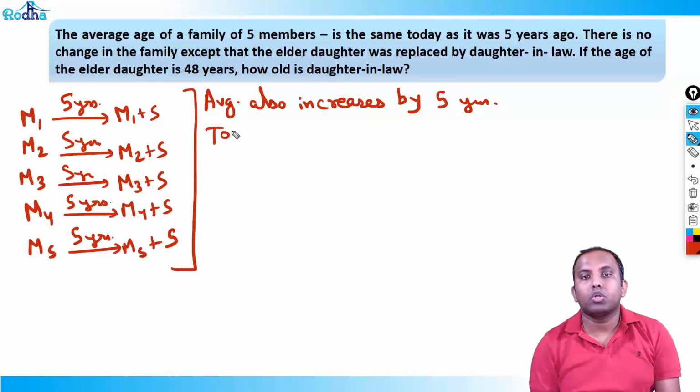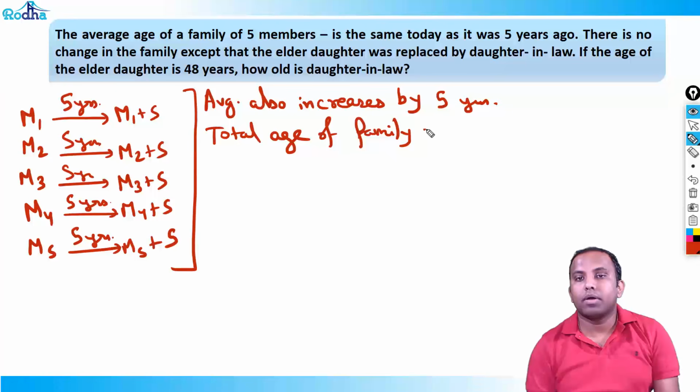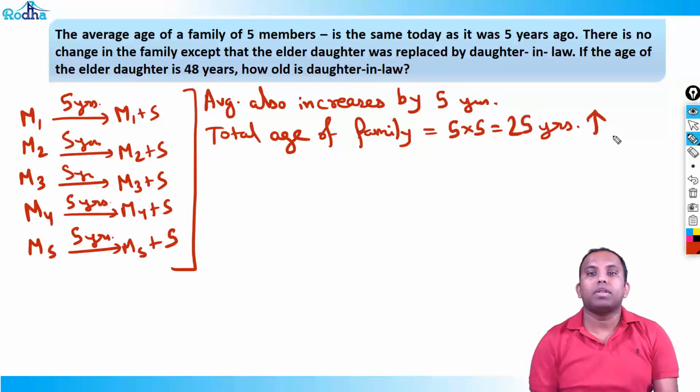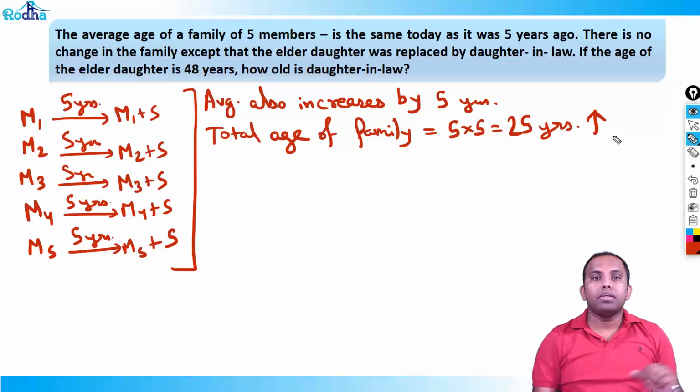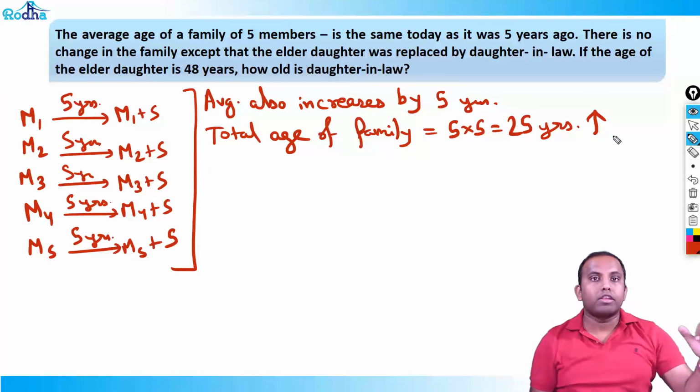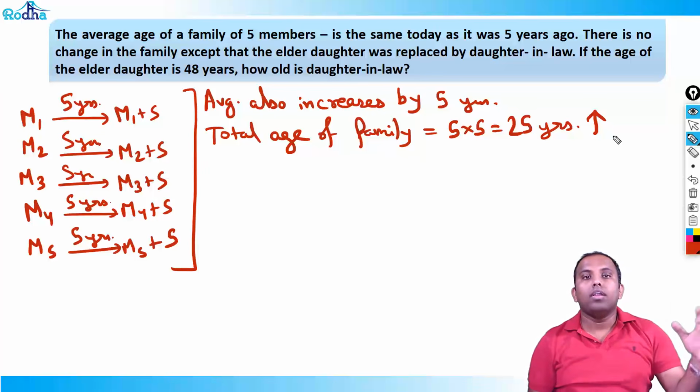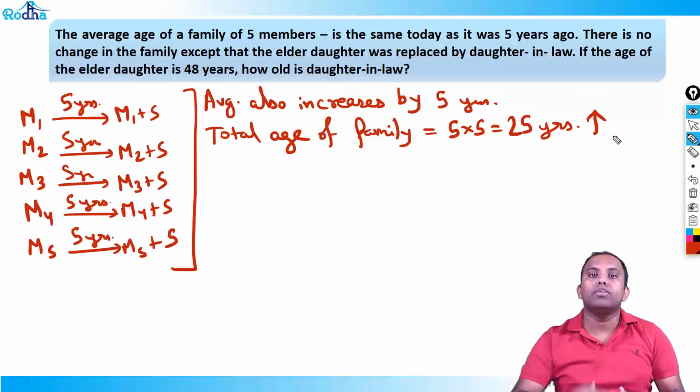That means the total age of the family should increase by 5 into 5, that is 25 years. So in 5 years, the total age of the family should increase by 25 years, because every person's age increases by 5 years.